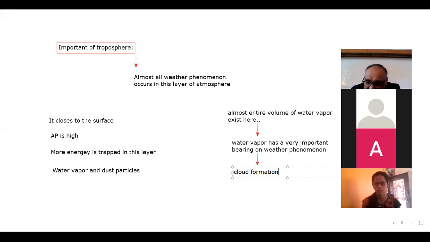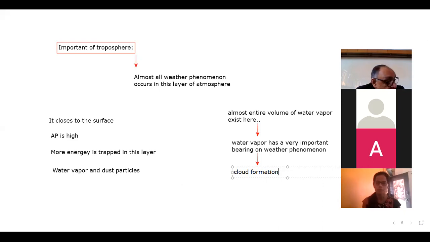So dust particles are spread in the lower layer of the atmosphere in very high quantity. Therefore, the nuclei are provided by those dust particles, and condensation takes place on that surface, which leads to the formation of clouds. And therefore, the rain falls. So this is the reason that almost the entire weather phenomena occurs in this region of the troposphere only. Okay, so that's the point.